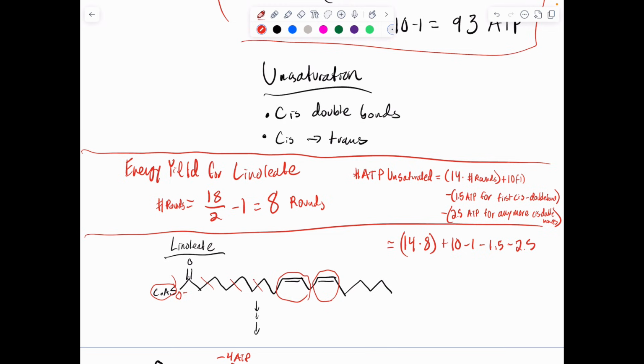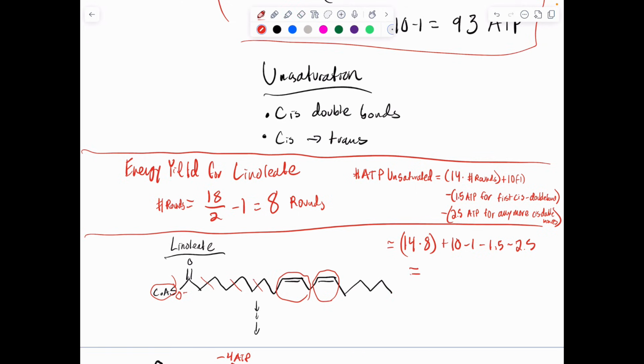This isn't a fatty acid, you have to know, but if you had a third cis double bond in here, and now it's a really long fatty acid, you would subtract 2.5 ATP for the rest of these. But that's not something you need to know right now, or it's not relevant to this problem.